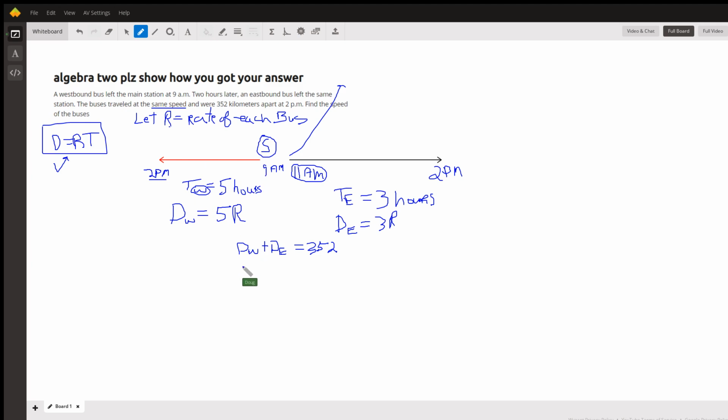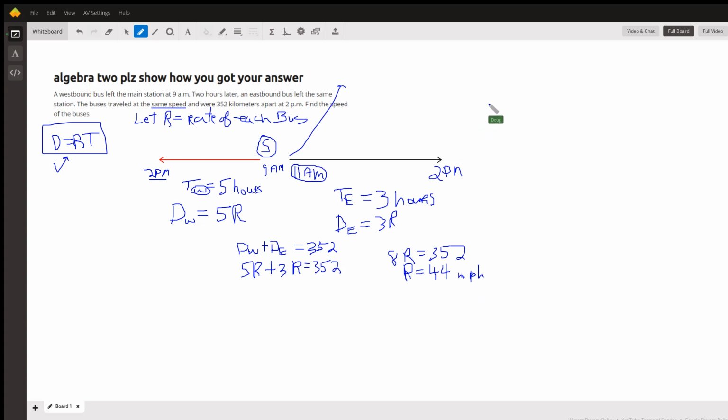But we know that d sub w is represented by 5r. d sub e, the distance traveled by the eastbound bus, is 3r. That has to give us a total of 352. If we solve that equation for r, 8r equals 352. Divide both sides of the equation by 8, and we'll have the speed of each bus. 8 goes into 35 4 times. 4 times 8 is 32. Subtract 32. 8 into 32 is 4. So there's the rate of each bus, 44 miles per hour.